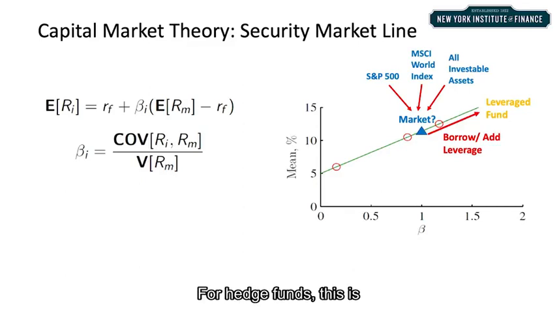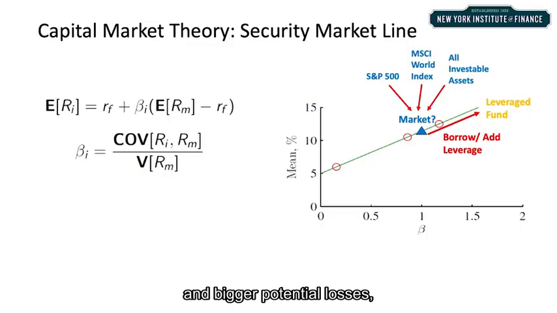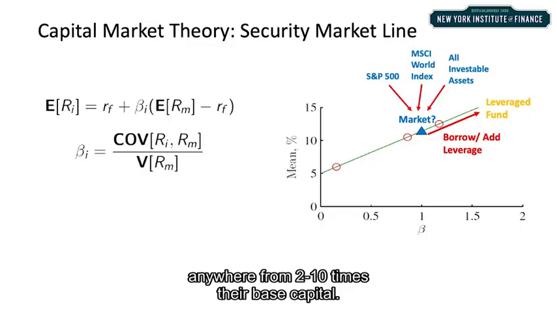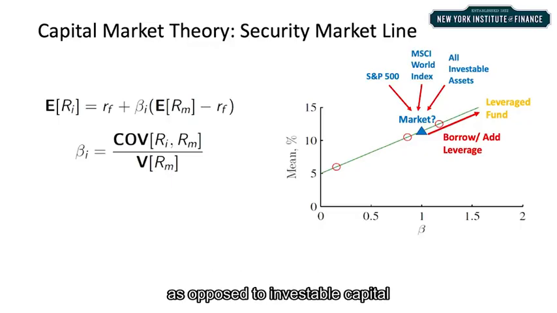For hedge funds, this is called adding leverage and is how leverage funds achieve their higher returns and bigger potential losses by borrowing a multiple of anywhere from 2 to 10 times their base capital. Base capital is the equity hedge fund owners have, as opposed to investable capital, which includes borrowed funds.